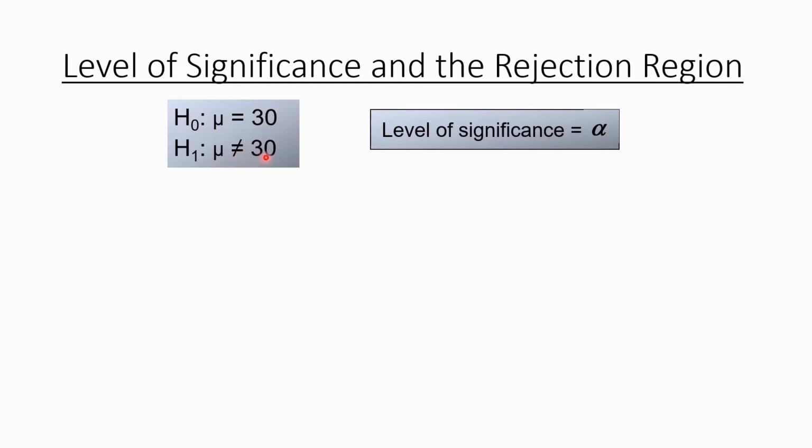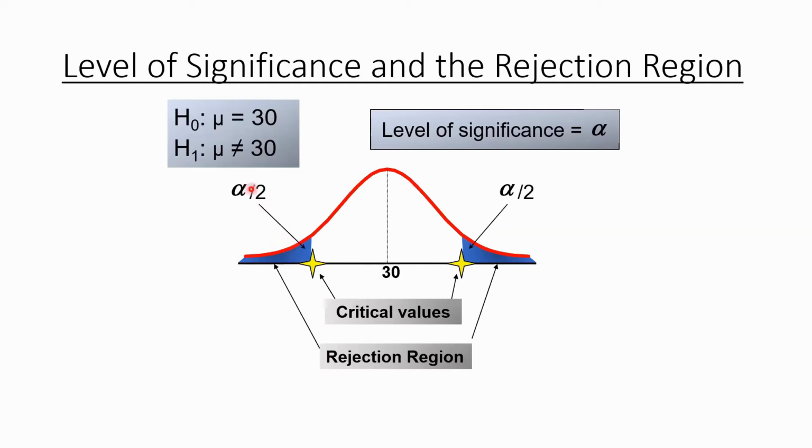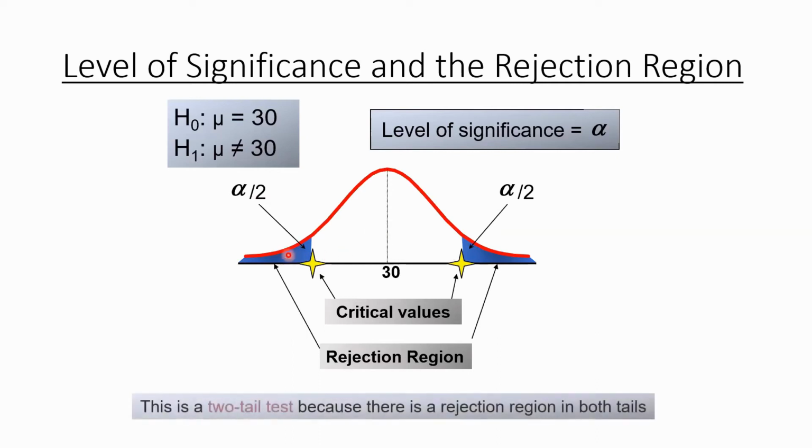You consider your level of significance as alpha, and then when you draw the graph, you have 30 as your population mean, and you have your critical values, and then you have your rejection region, and the rejection region probabilities are alpha divided by 2 respectively. So this is called a two-tailed test because there's a rejection region in both tails, since if you look at H1, or your alternative hypothesis, it says mu is not equal to 30.